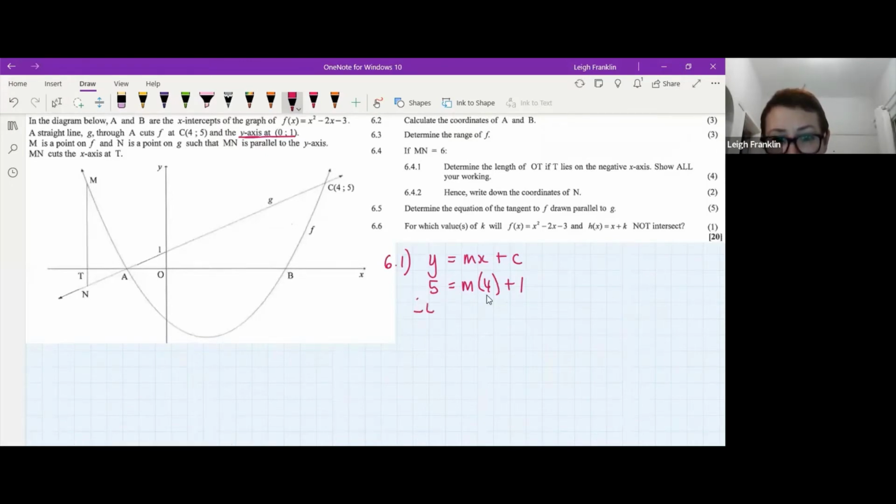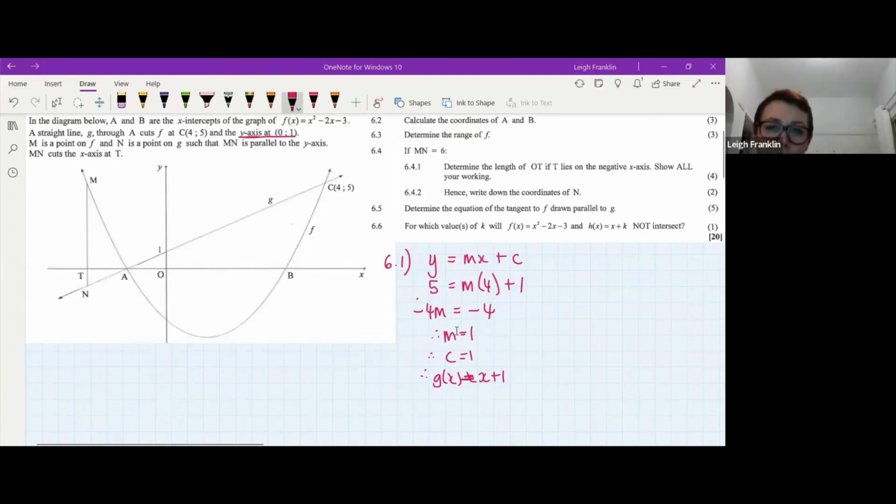If I bring the m term over to the left and the number term over to the right-hand side, we would get minus 4m equals minus 4, and therefore m would be equal to 1. So m is 1, c is 1, and therefore g(x) is the line y equals x plus 1. Good job. This would be the quickest way of doing it.